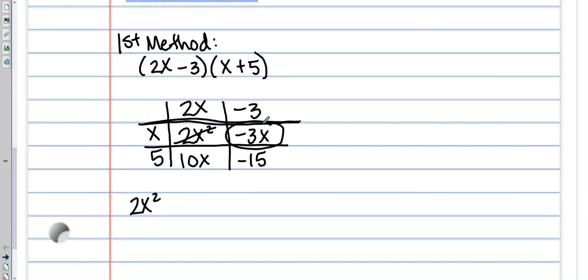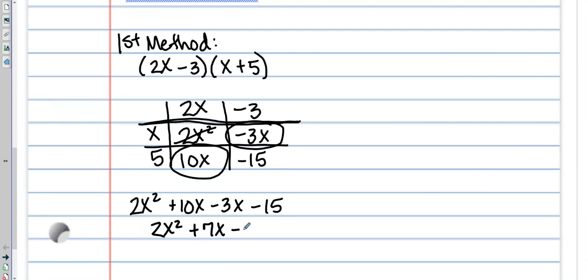And then here I'm going to combine my like terms. I have 10x minus 3x, and then my constant is negative 15. So here I can combine these two. And when you do, you end up with 2x squared plus 7x minus 15. And this is our answer. Okay, so that was one method with the table.